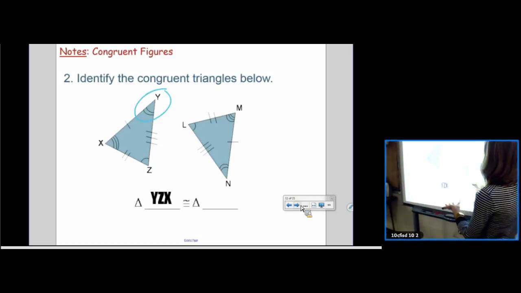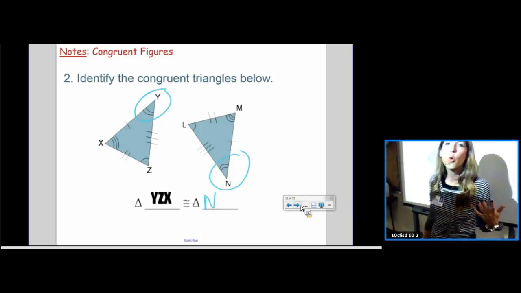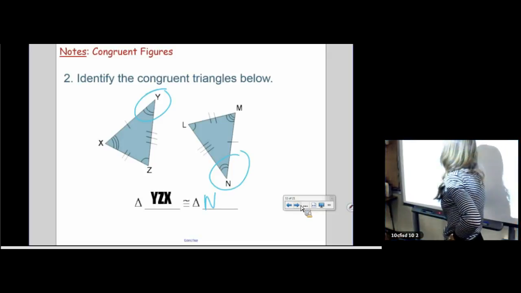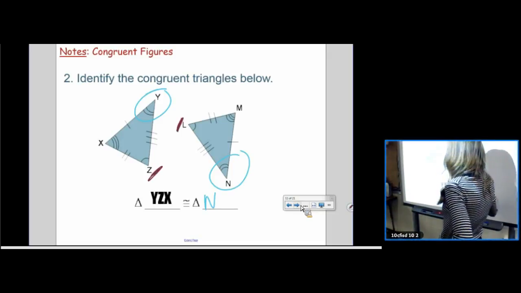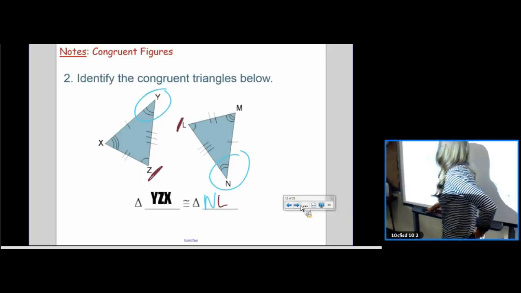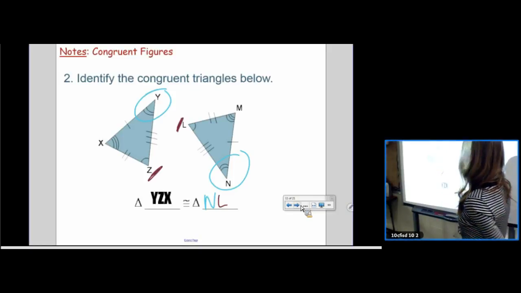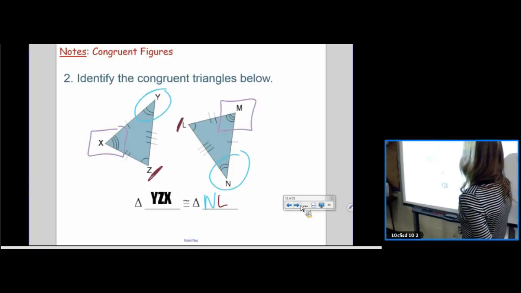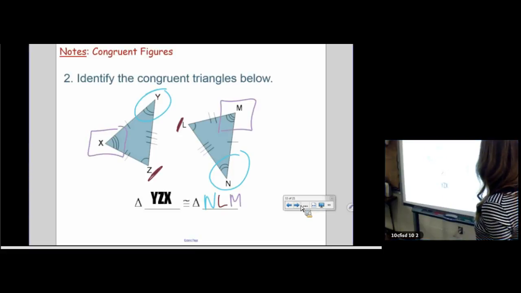So I go to my other one and I find one with double arcs. Y goes with N. Y is corresponding with N. Z, 1 tick mark, so I find the one with 1 tick mark. Z goes with L, and by process of elimination, 3 tick marks, 3 tick marks. N, L, M. Doing good.